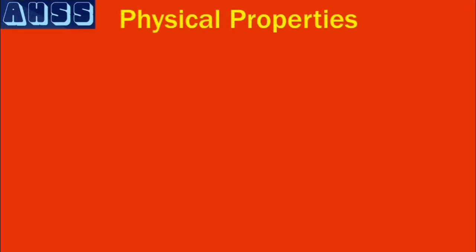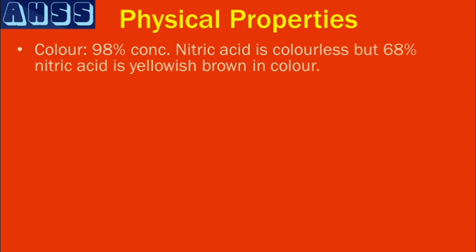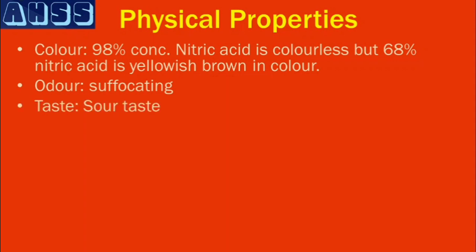Let us now discuss the physical properties of nitric acid. Nitric acid, as I told you earlier, 98% concentrated nitric acid is colorless, but the commercial nitric acid is yellowish brown in color. It has a suffocating smell. The taste is acidic or sour. It is hygroscopic and fumes in air, and hence the bottle containing nitric acid should always be stoppered.